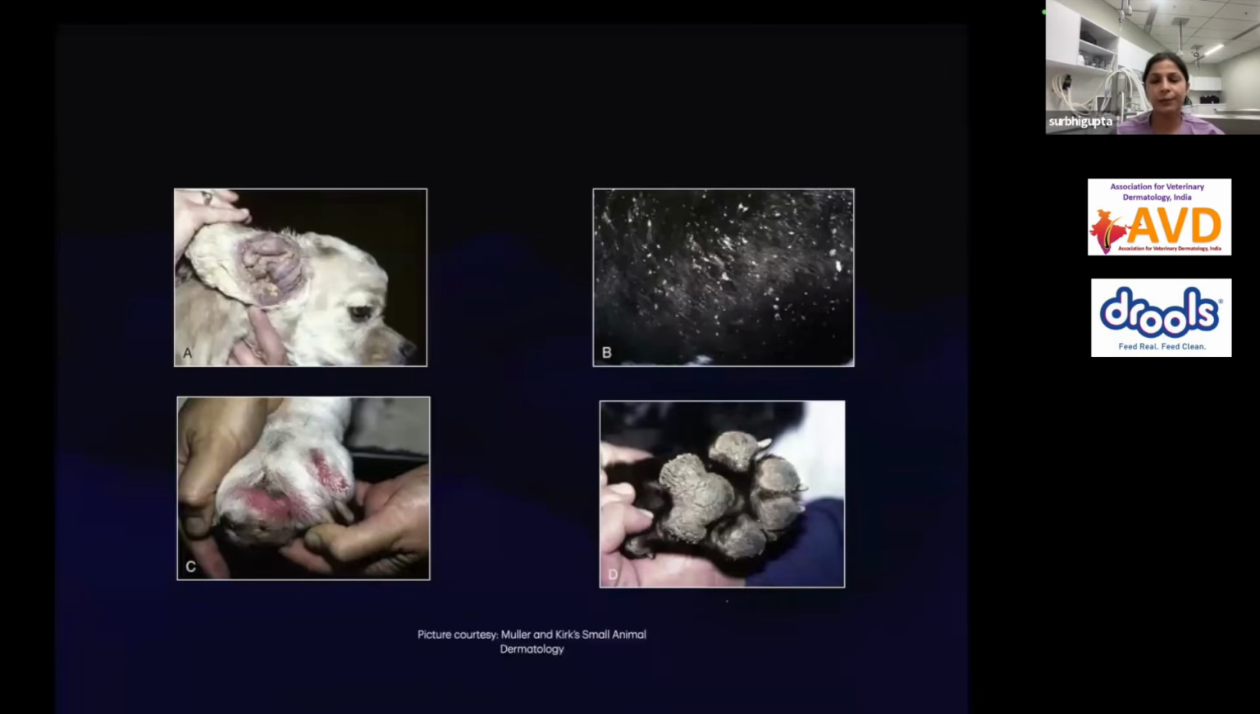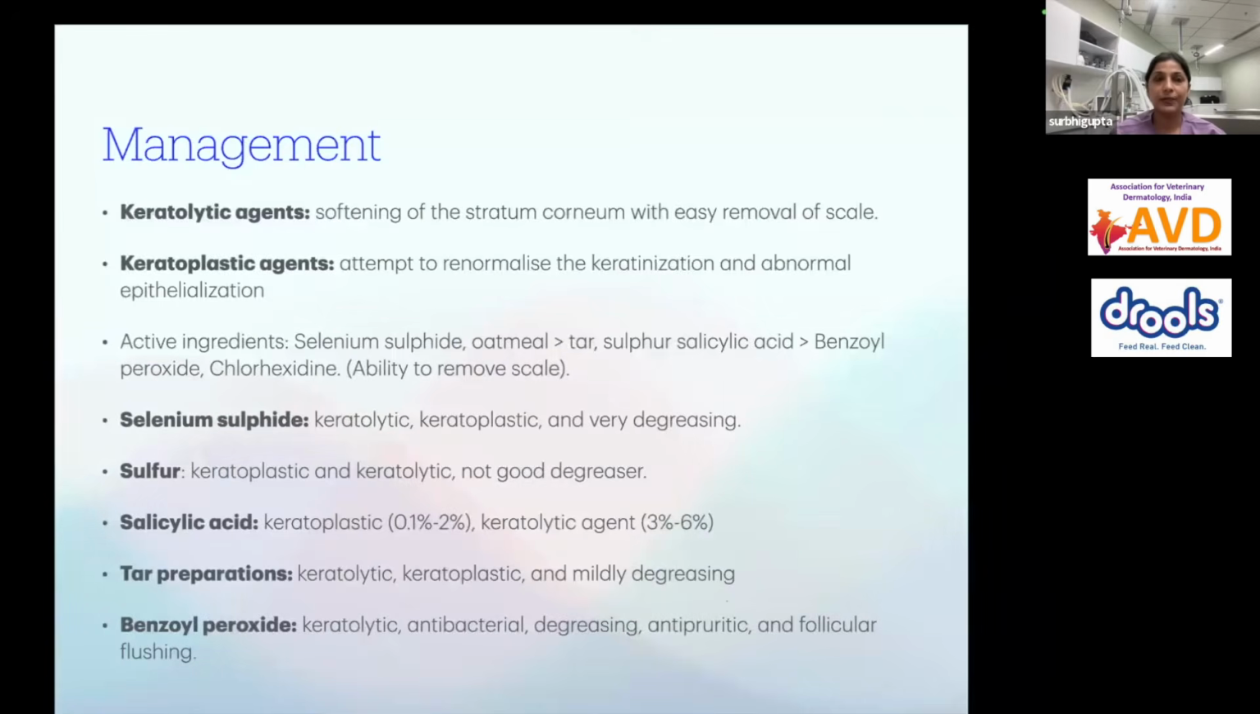And these are the beautiful pictures from the book by Muller and Kirk. As you can see how bad the otitis is, and the scales which are coming out. Since the keratinization rate is so high, you can see hyperkeratosis over the paws, even on the nails, and the interdigital spaces are becoming red. Sebum is oozing out from that. So this is the presentation.